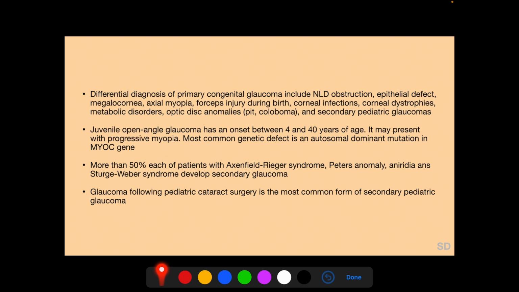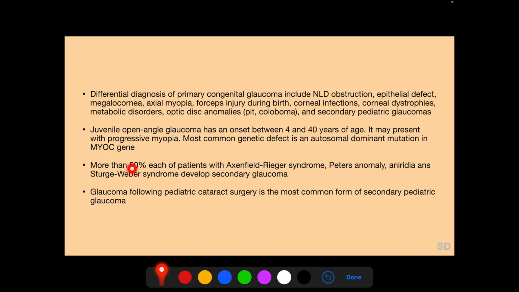Juvenile open-angle glaucoma has by definition an onset between 4 and 40 years of age. It may present with progressive myopia. Most common genetic defect in juvenile open-angle glaucoma is an autosomal dominant mutation in myocilin or MYOC gene.